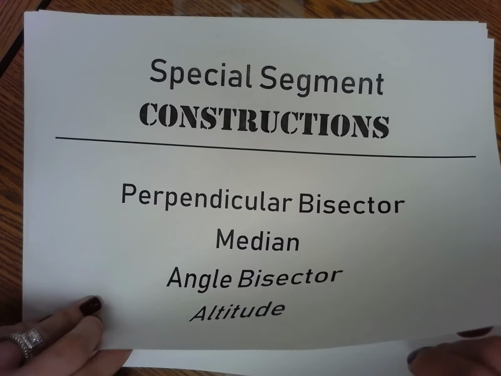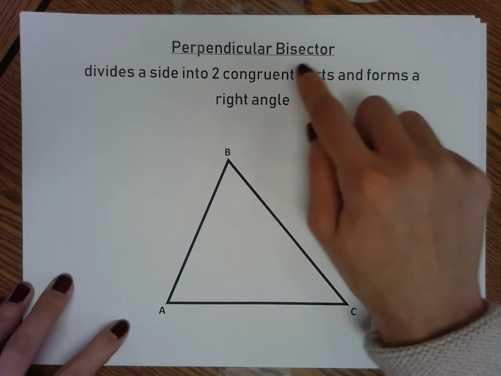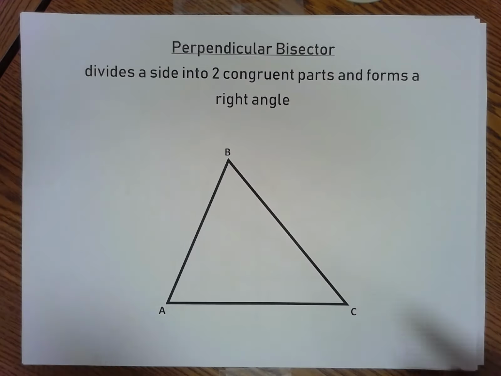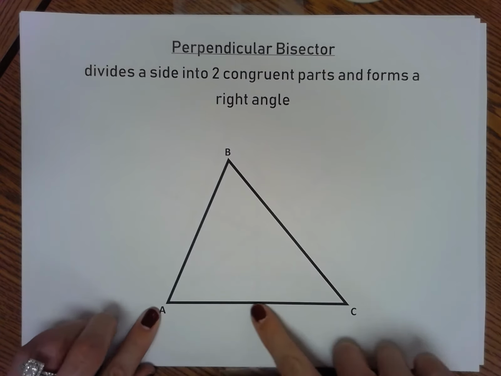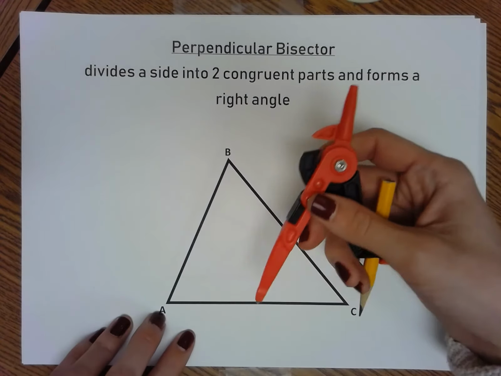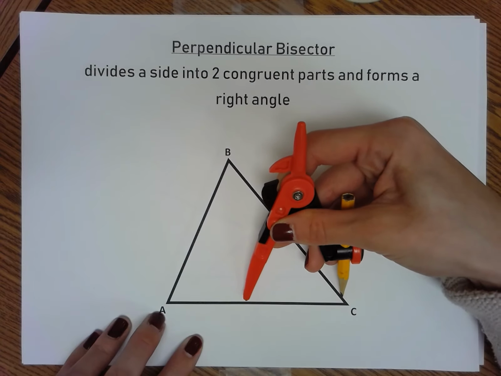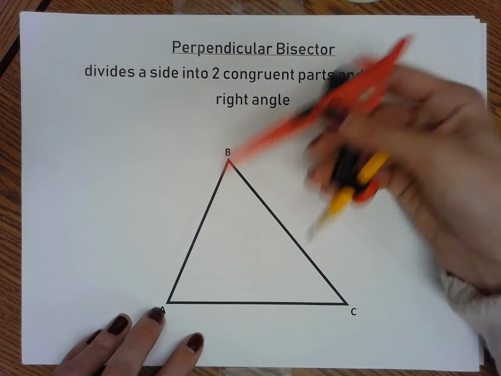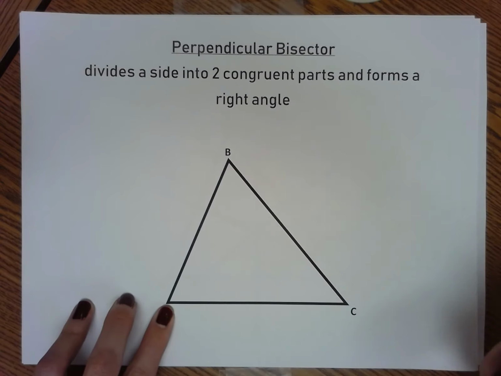All right, so starting off with the perpendicular bisector. The perpendicular bisector divides a side into two congruent parts and forms a right angle. In this example, I'm going to draw the perpendicular bisector of side AC. To do that, you're first going to open your compass a little more than halfway. Then you're going to draw an arc from each endpoint of that segment.